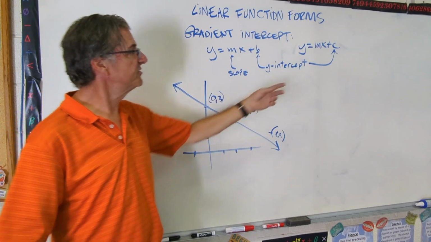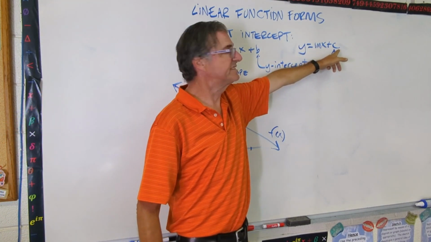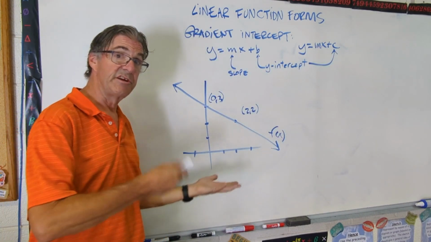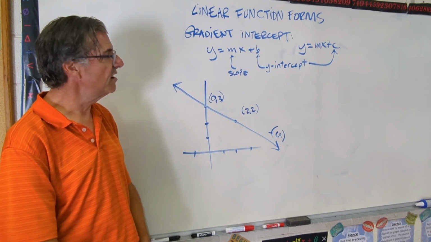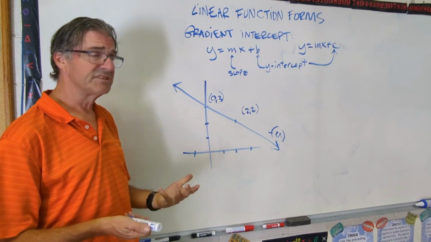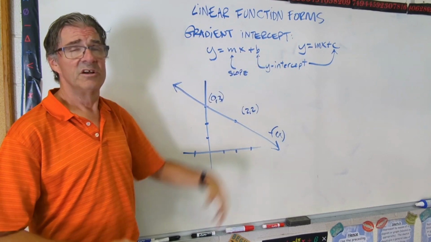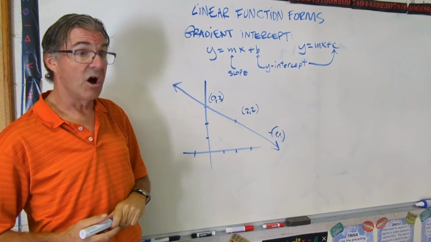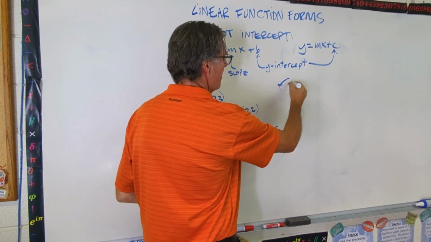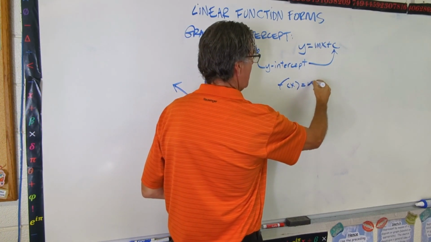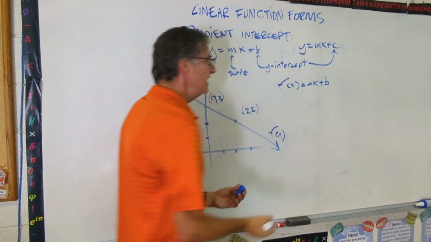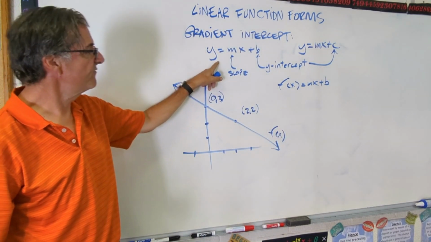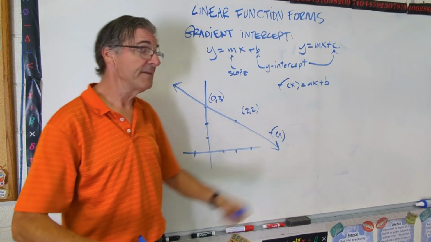Now you will also see y equals mx plus c in our textbook, which is an international book. They use c there. In the States, which is where this class is taught, we use b here. So y equals mx plus b is our standard form, which can also be written as f of x equals mx plus b in function form. So equation form, function form, same thing.